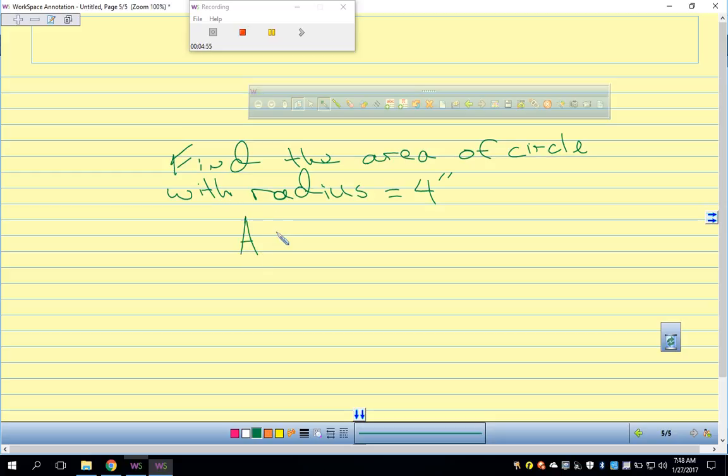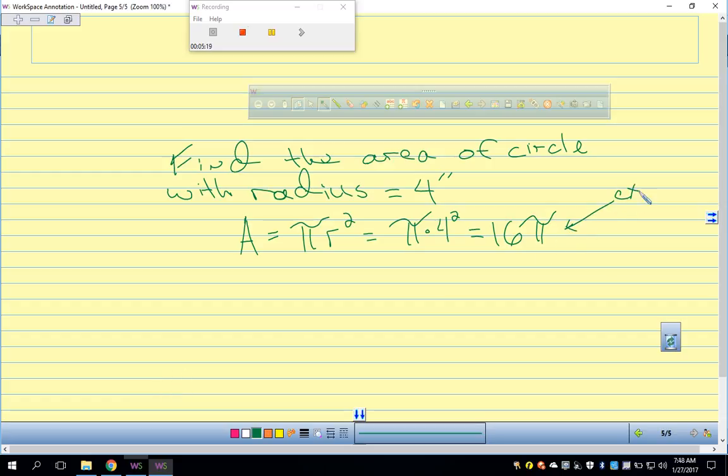Area is equal to pi r squared, right? So it's not times 2, it's squared, right? So area is equal to pi times 4 squared, which is 16. And this is called an exact answer, right? So this is exact.